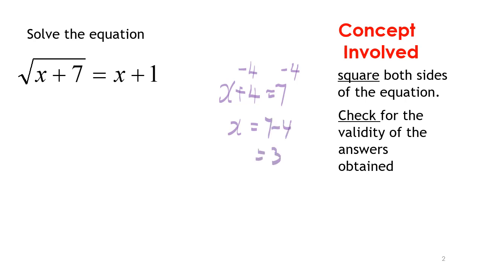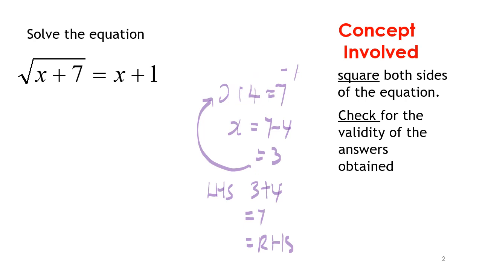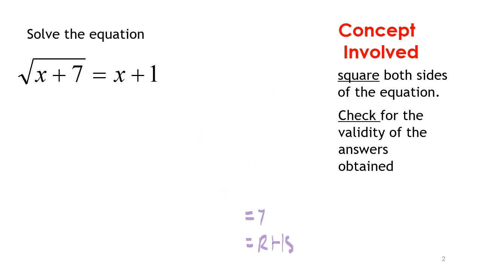So when you substitute 3 back into the original equation, the left hand side will be 3 plus 4, which equals 7, which equals the right hand side. So this is what you have done earlier. So what happens if you have equations that involve surds? Do you do it the same way as what you have done earlier?